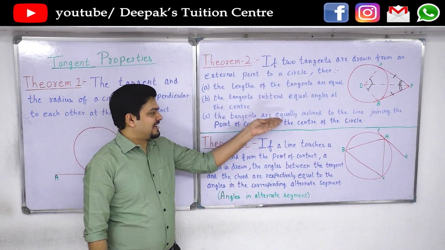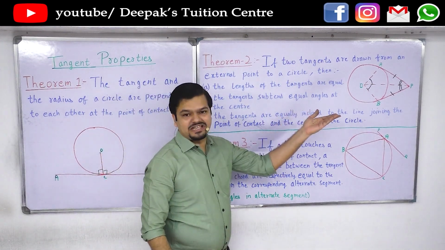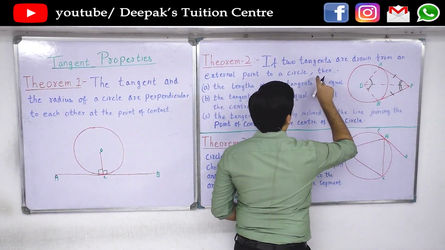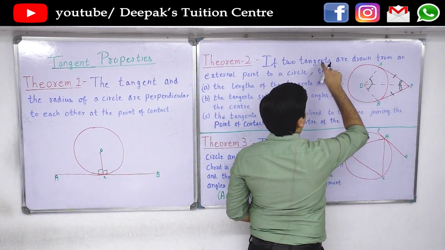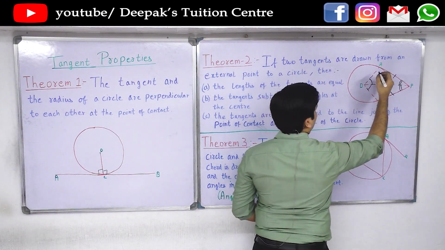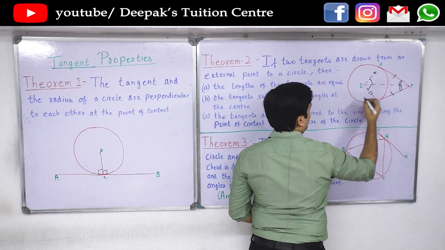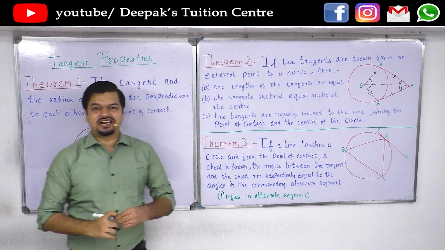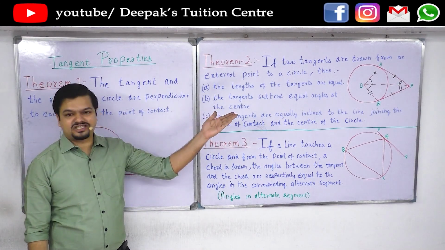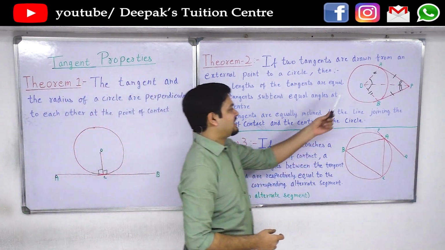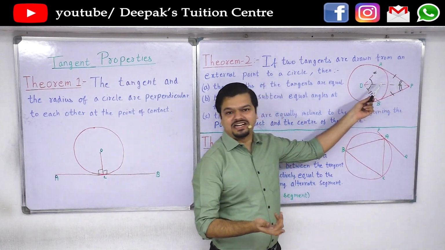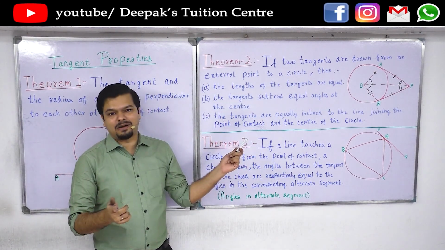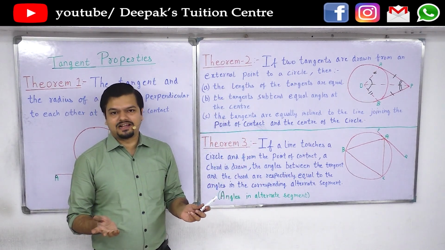I do not prefer remembering these two theorems directly. I prefer using congruency to solve them. Like I can say PA is equal to PB because the lengths of tangents are equal when the tangents are drawn from an external point. I can say that OA is equal to OB because they are radii, and OP is the common side. So by using the SSS condition for congruency, I can prove that these two triangles are congruent, and similarly I can use that these two angles are equal by CPCT. That becomes much easier for me to write. But if you can remember the theorems word by word, you can use them. There is no problem in that.